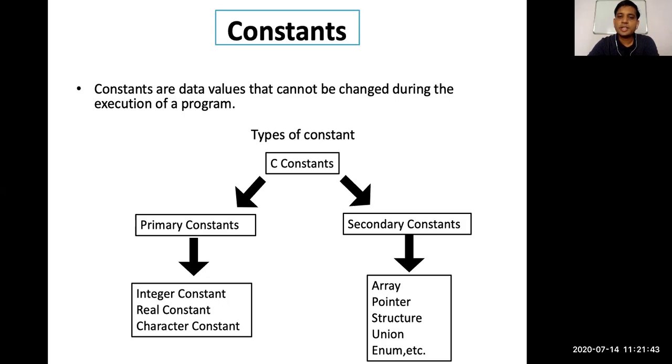Take the example of small a, in single inverted commas. Now it is a character. A character means its value is already defined. The value of the character small a is its ASCII value, which is 97. Its value is already defined.